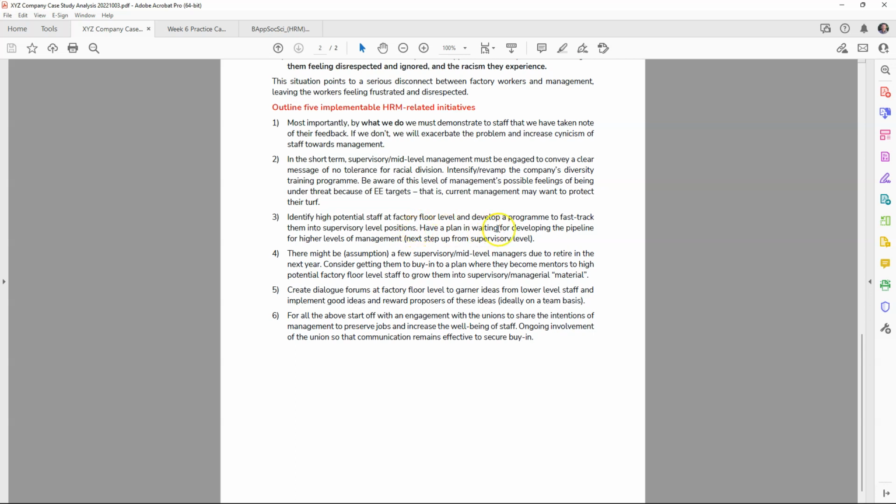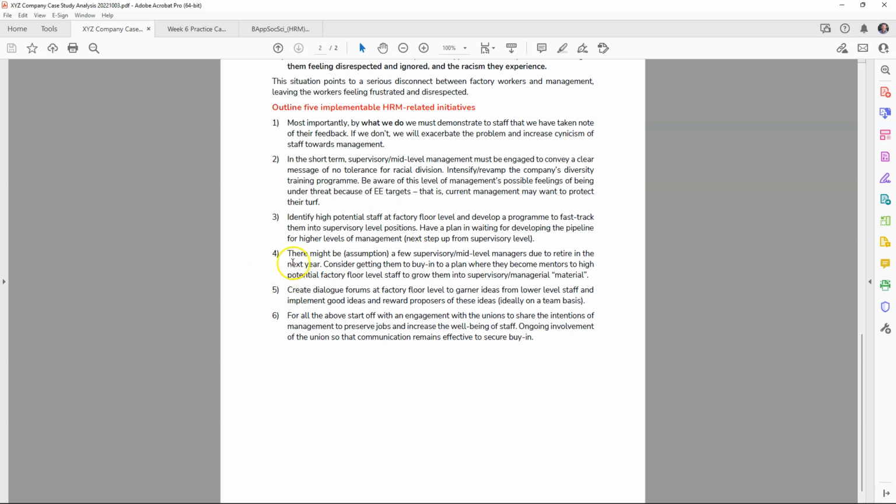And then also have a plan in waiting for developing the pipeline for higher levels of management, which is the next step up from supervisory level. So the idea is that you start with supervisory, this is a long-term thing, and then mold people in terms of diversity, so that they can then take the next step up. Again, the point being, you can't just put people in higher positions because of a diversity element. People must be trained, or you hire people that are trained when vacancies occur. So it needs to be explicit, you need explicit plans.